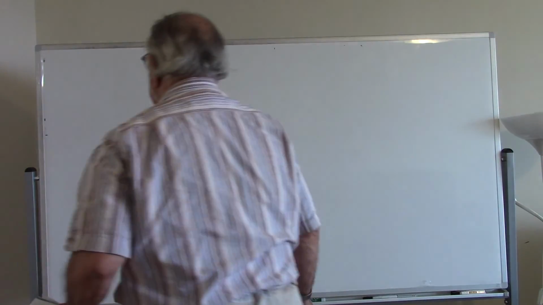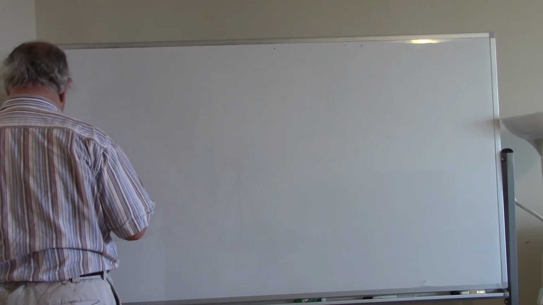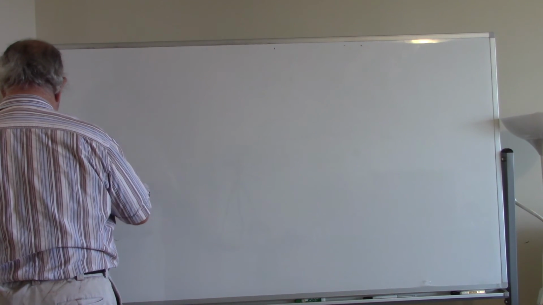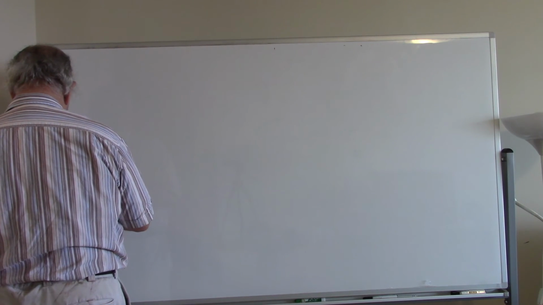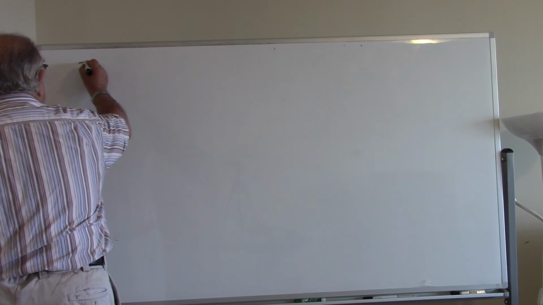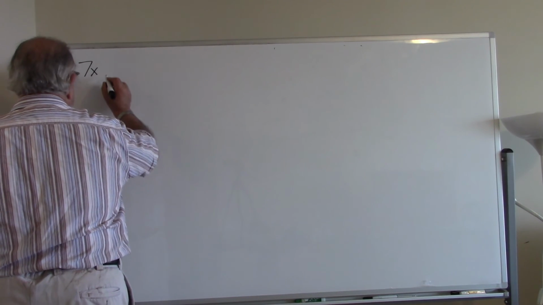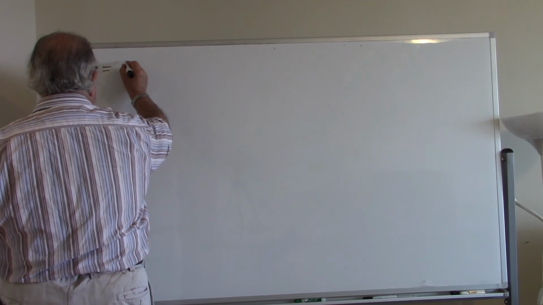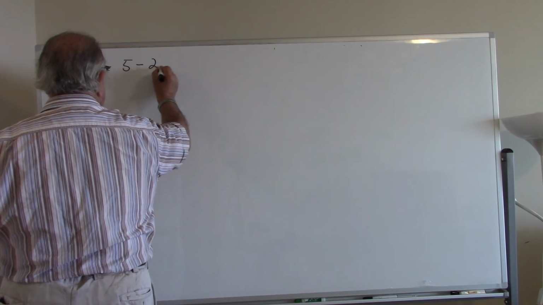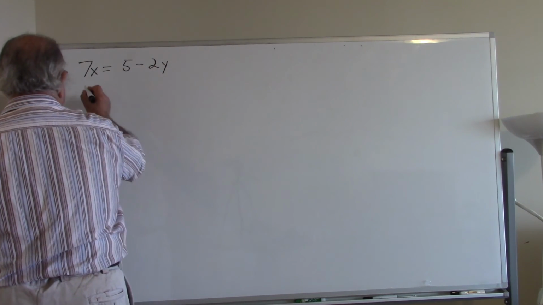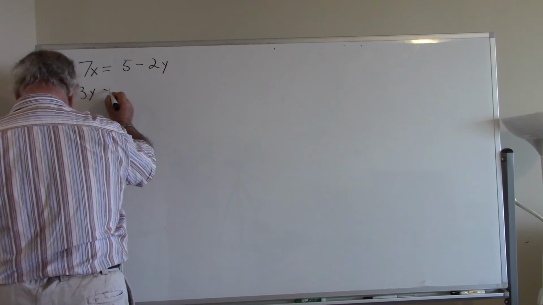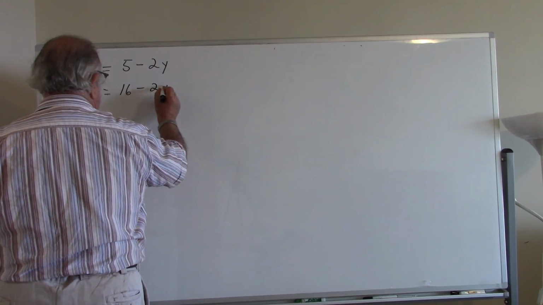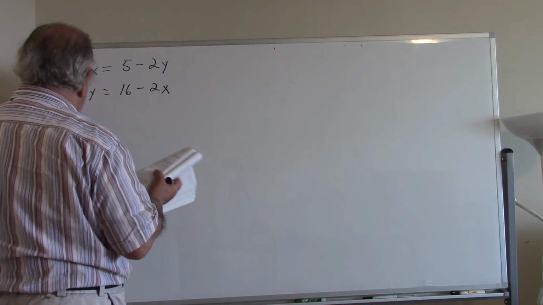All right. 7x minus 5 equals minus 2y, 3y equals 16 minus 2x. Okay, let me make sure I copied it right, 7x.